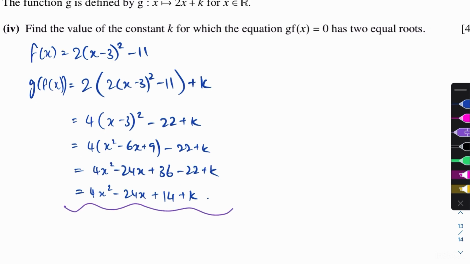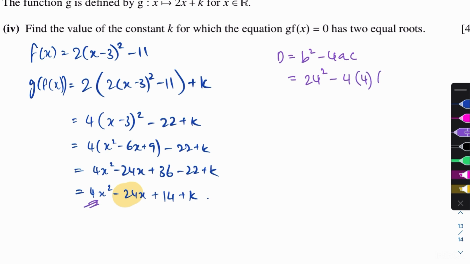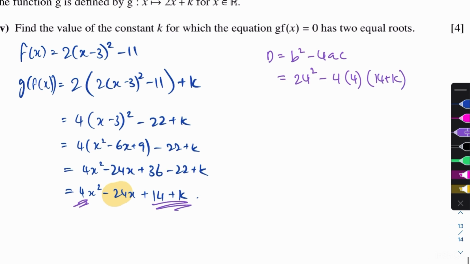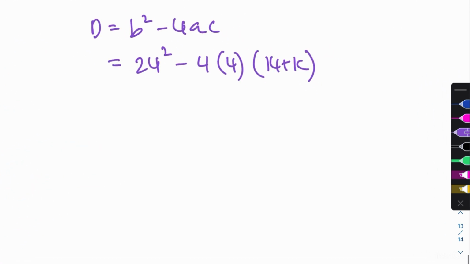Okay, so now that we've got it in this format, we're going to find the discriminant. And if it's 2 equal roots, that means d equals 0. So just keeping that in mind. d equals b squared minus 4ac. b is negative 24, so we can just write 24 because we're squaring it anyway. 24 squared minus 4 times a, which is 4, times c, which is 14 plus k. So there's our discriminant.